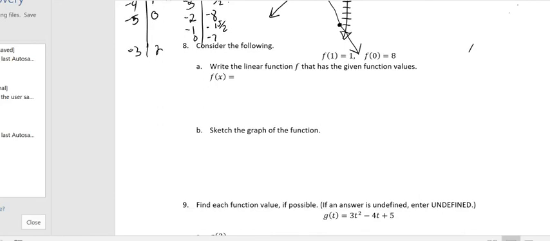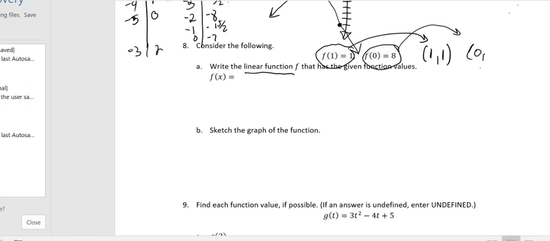Consider the following: f of 1 is equal to 1, f of 0 is equal to 8. Write the linear function. So in order to write a function, you need to have a slope and you need to have a point, okay? So these values here just mean that x is a 1 and y is a 1, okay? And then this one means x is a 0 and that gives you an 8.